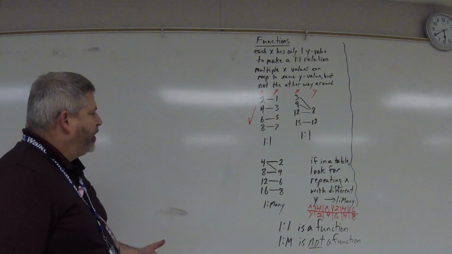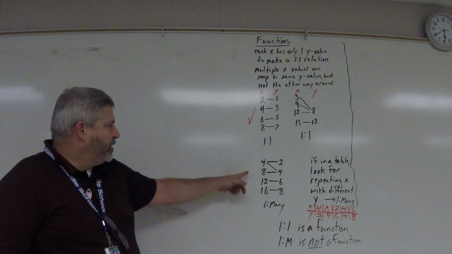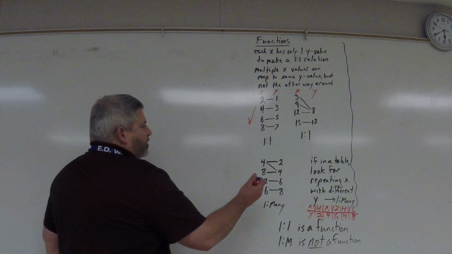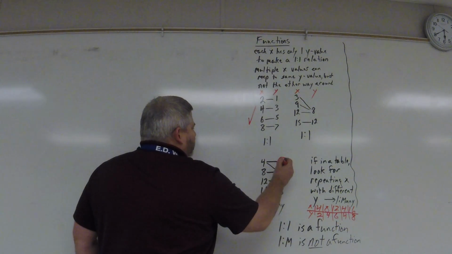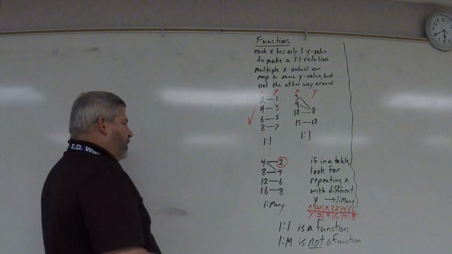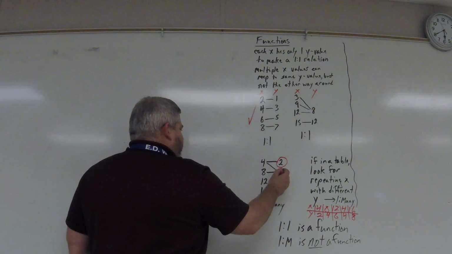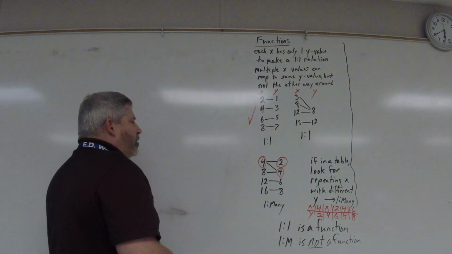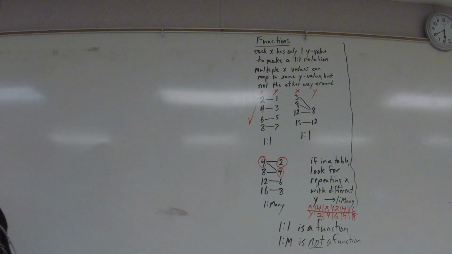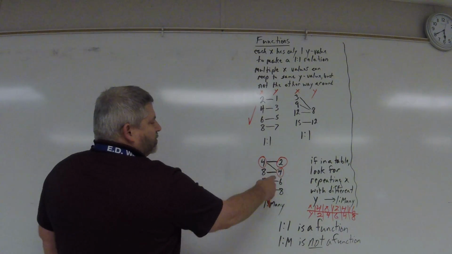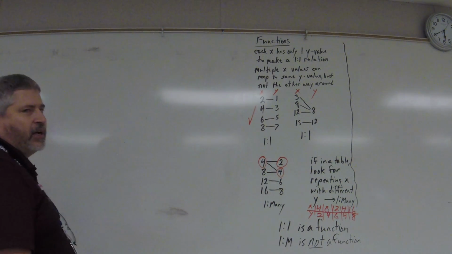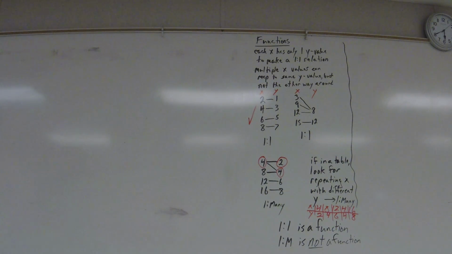Well, let's look at something that's not a function. You see this 4? This 4 as an input one time we get the output of 2, and then the next time we get the output of 4. So that's a one to many. That's not a function. We cannot derive a function from that relation right there. Now, can we get a correct relation? Sure, but we can't get a function.